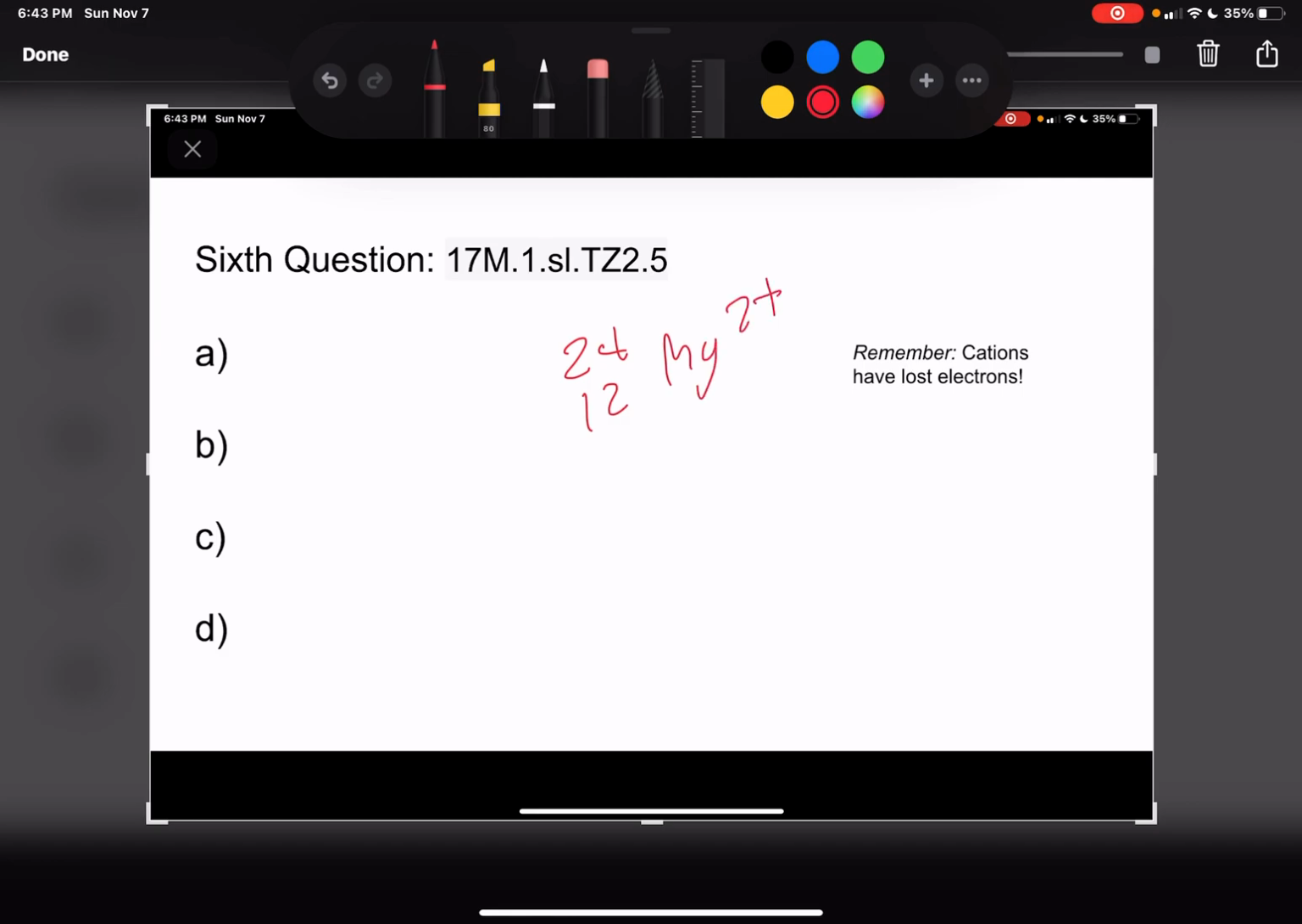So it says for A, an ion with 12 protons and 12 neutrons. So 12 protons is correct, because as we said, the atomic number equals the protons. However, it says 24 neutrons, which is incorrect, because this is atomic mass, which is protons plus neutrons. So neutrons make it up, but it doesn't equal the neutrons, so this is incorrect. And then B says 14 protons, which is incorrect, because the protons never change, and it says the protons are 12, and it also says 24 neutrons, which is incorrect, as we said.